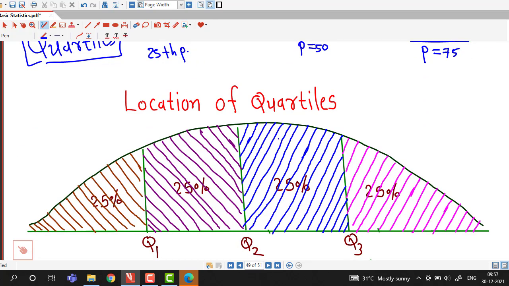Suppose this is the graph of some frequency distribution, then we can see that before Q1 there are 25% of the observations, after Q1 there are 75% of the observations. There are 4 equal parts, each part containing 25% of the observations. Similarly, if we observe here, this is the third quartile. So before the third quartile there are 75% of the observations, and after the third quartile there are 25% of the observations. So quartiles divide the data into 4 equal parts.